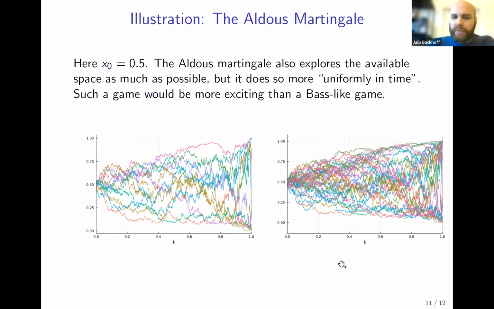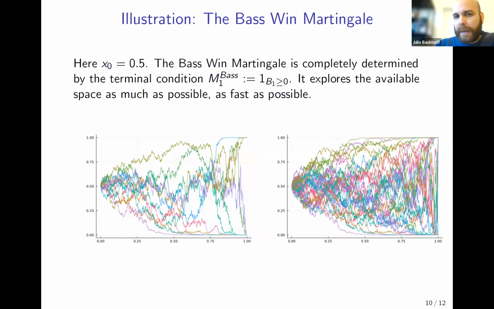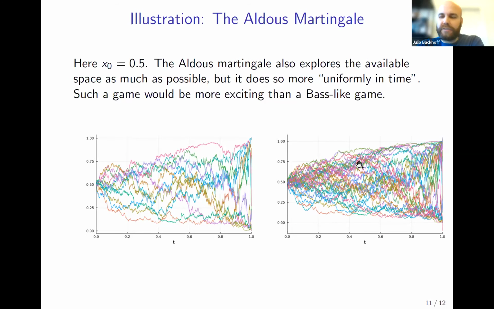If you compare it to the previous one, you can see that the Aldous martingale tends to spread out more evenly than the Bass win martingale. If this martingale is describing a game, remember that at time 0.2, I see a value, say 0.65. That is the probability that the event in the future will happen, given the information up to time 0.2.